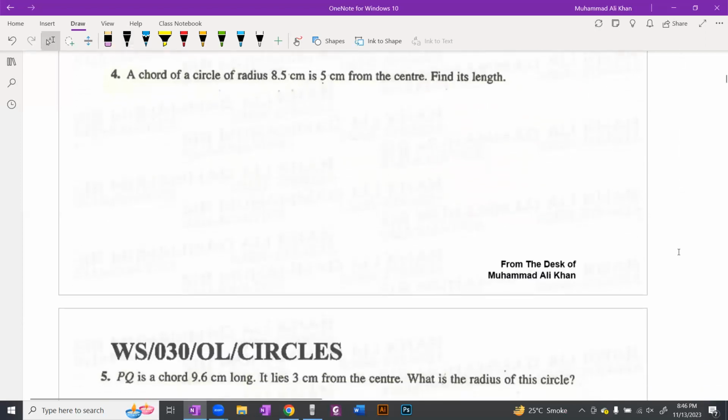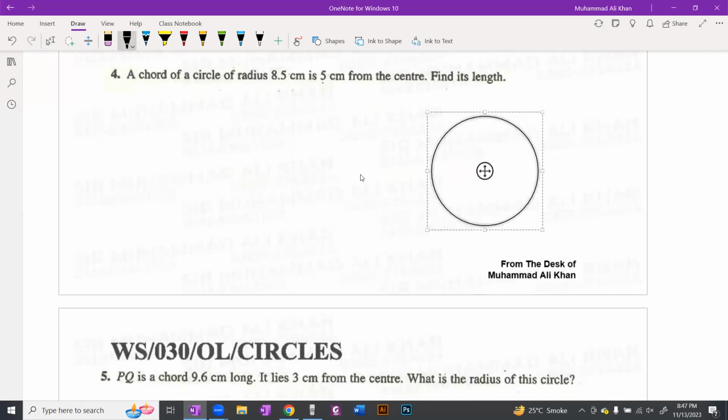Next question, question number 4. A chord of a circle. Again, we have to make a circle here. A chord of a circle of radius 8.5 centimeter is 5 centimeter from the center. Here is a chord, let's say the chord AB. It is 5 centimeter from the center, and the radius of the circle is given, which is 8.5 centimeters. We have to calculate the length of the chord.